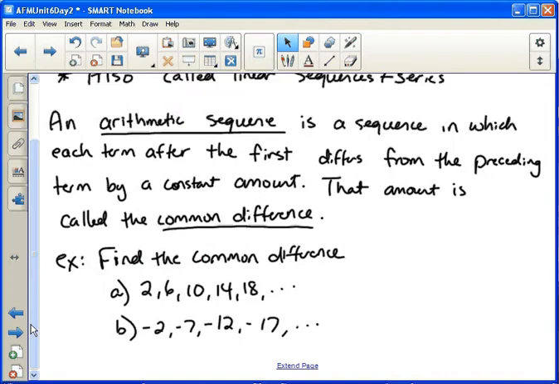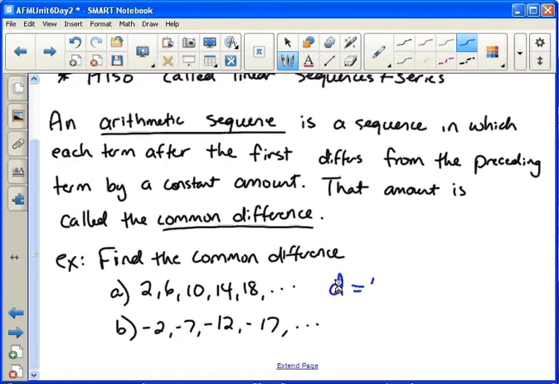We have 2, 6, 10, 14, 18. So the question is, what is the common difference? What are we adding each time? Well, we're adding 4 each time. 2 plus 4 is 6. 6 plus 4 is 10. 10 plus 4 is 14. 14 plus 4 is 18. So they usually use a d for the common difference, and that would be 4.